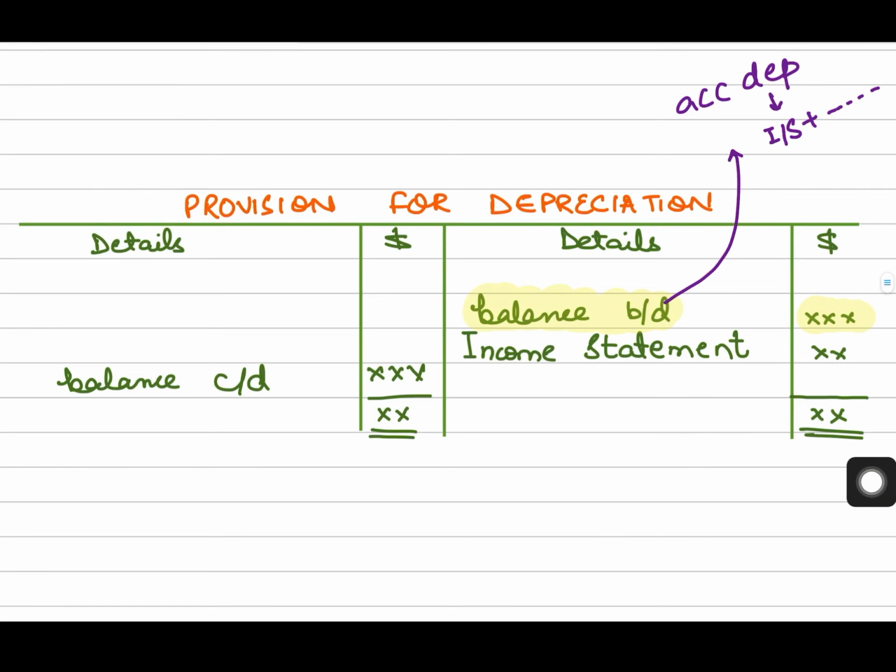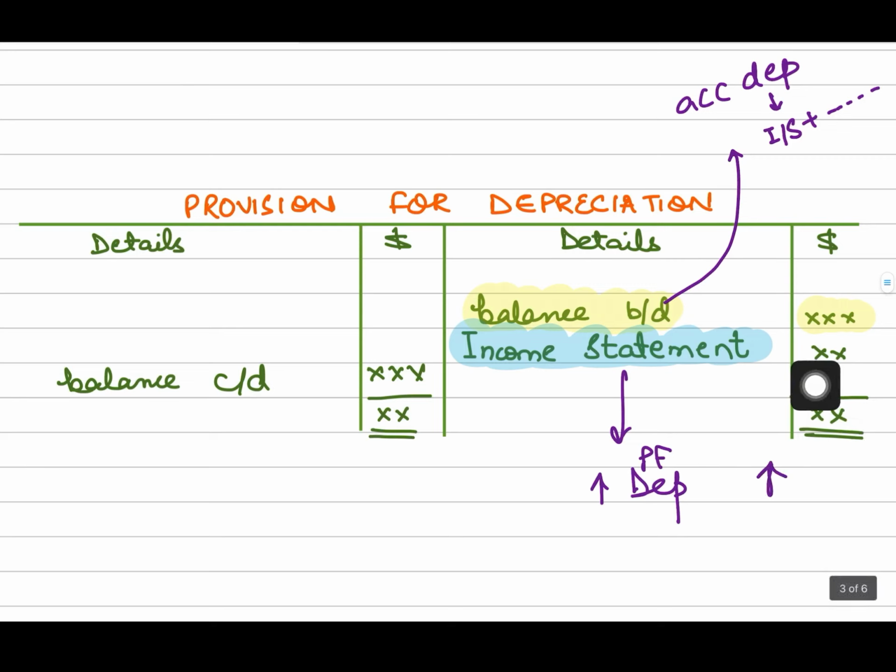Now, the current year depreciation that I will calculate will be shown as an income statement figure, because it will be recorded in the income statement as an expense, right. So, now since after this accumulated depreciation brought down, I am again calculating depreciation, this means that I am increasing the balance of my provision for depreciation account. Now, since it is an increase in this account balance, this will again be shown on the credit side.